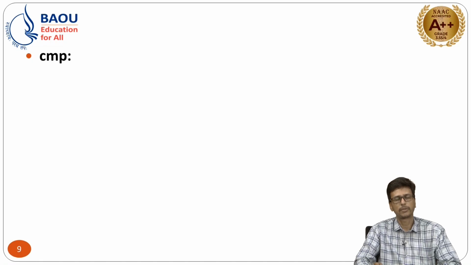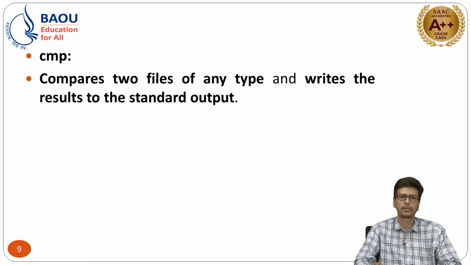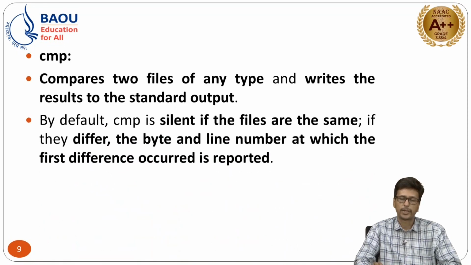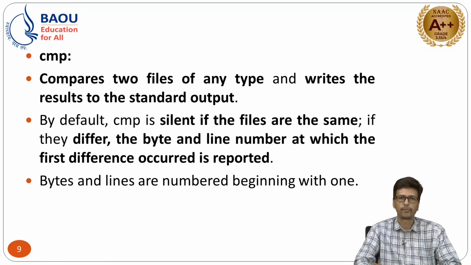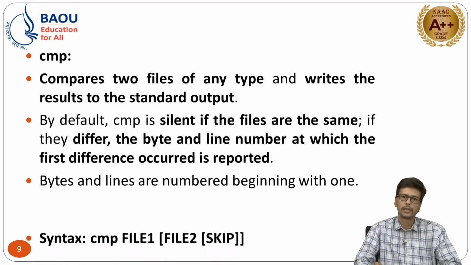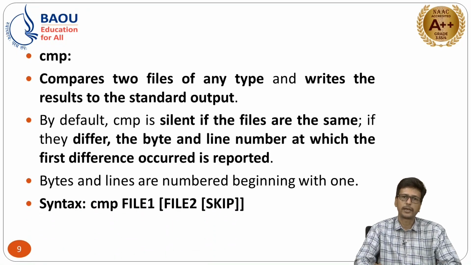The next command is cmp, compare. If you want to compare the contents of both the files, you require the cmp command. If the contents are the same, you simply get the prompt sign, which means no output will be displayed. But suppose some contents differ in both the files. In that case, the byte position at which they first differ will be displayed as output.